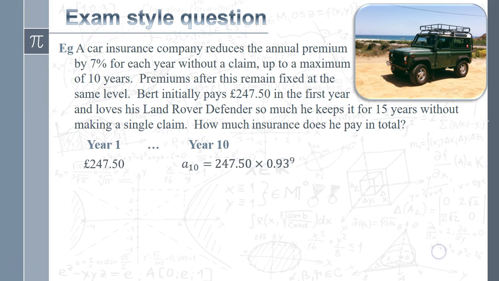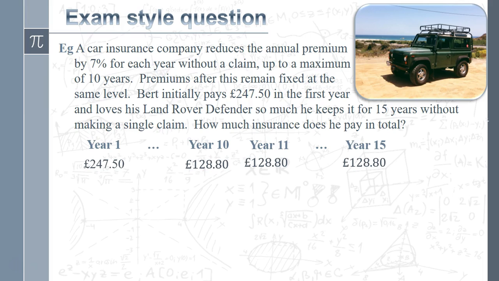So we get A10 equals 247.50 times our common ratio 0.93 to the power 9. And so in our 10th year, we've worked out straight away that we're going to be paying a premium of £128.80. And then the following year, that premium remains fixed at that level. So for year 11, we've got that. Same in year 12, same in year 13, all the way up to year 15. So we've got those premiums for that part of our series.